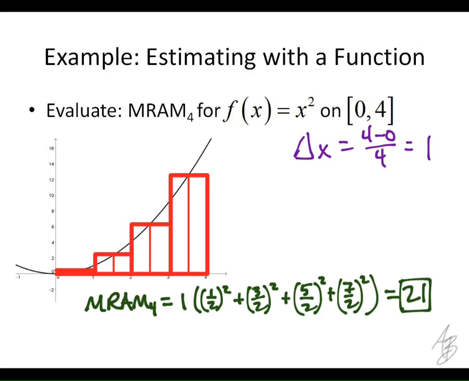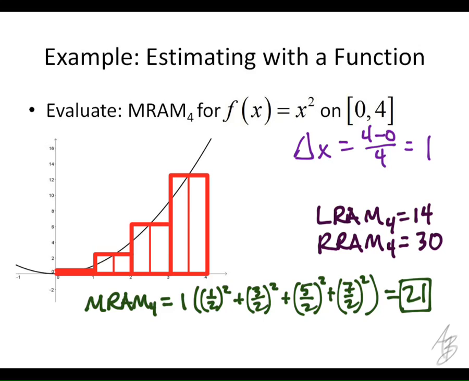All right, a couple things I want to point out here. First of all, when we use the LRAM, the left endpoints, what did we get? 14, right? And the RRAM, we got 35? 30, thanks. Is the midpoint the average of these two? No. You might almost expect it to be, but since it's a curve and not a straight line, the midpoint is not going to give us an average.